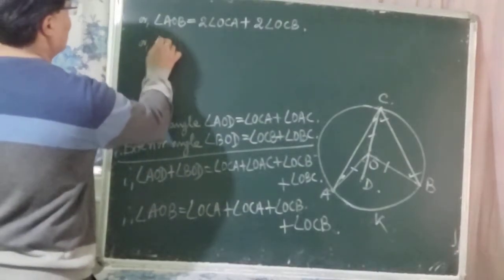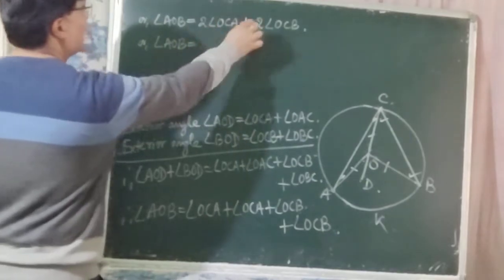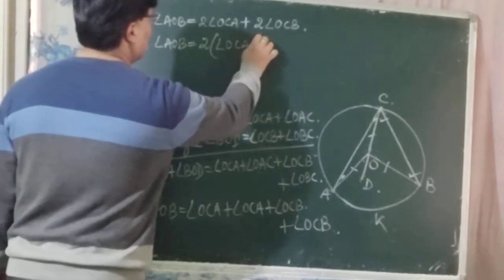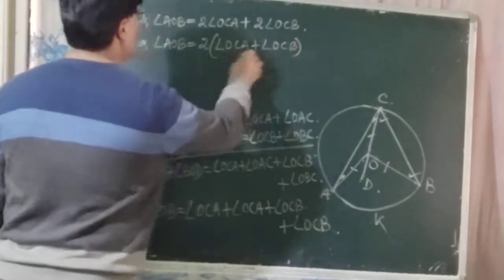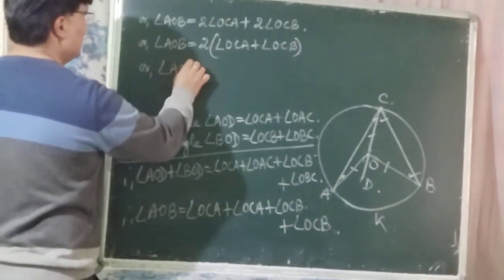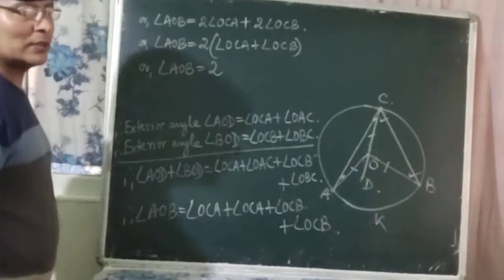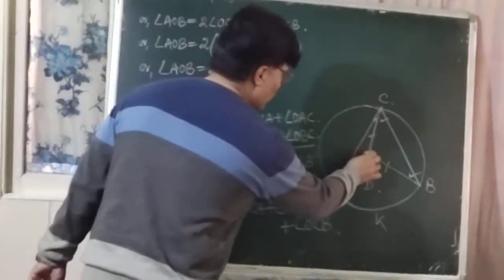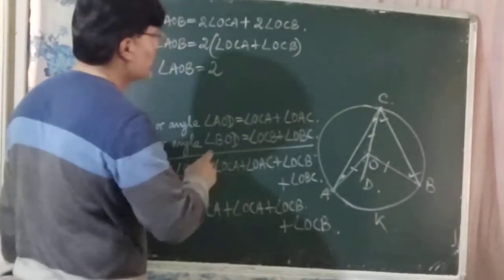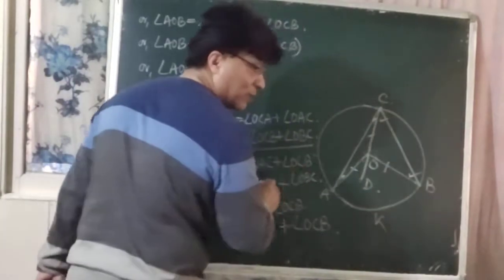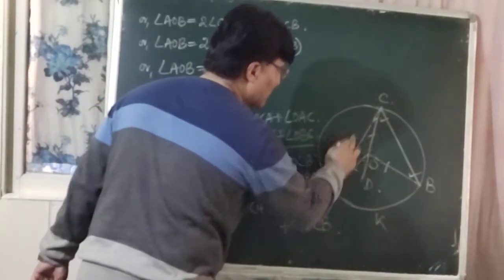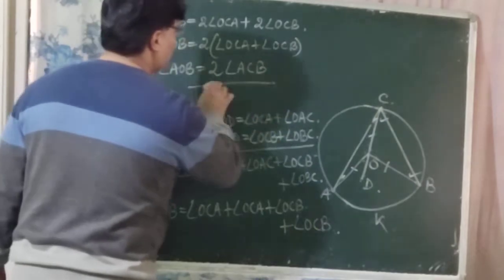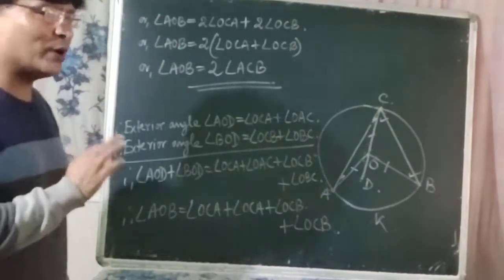So let us simplify it now. Angle AOB is equal to 2 within bracket angle OCA plus angle OCB. Now what is the summation of angle OCA and OCB? OCA is this left one and OCB is this right one. If we add these two angles, what do we get? Angle ACB, isn't it? So twice angle ACB.